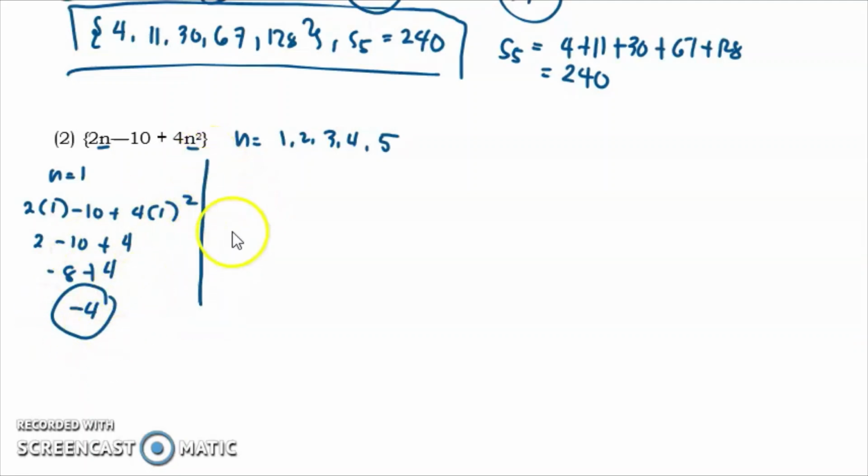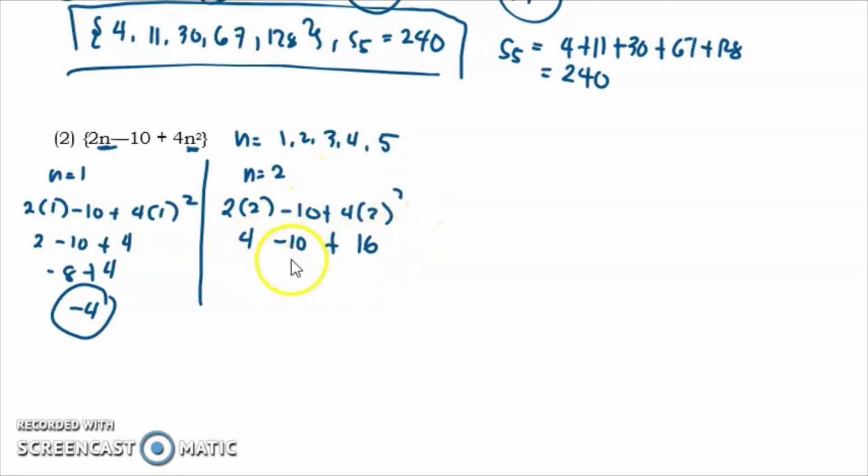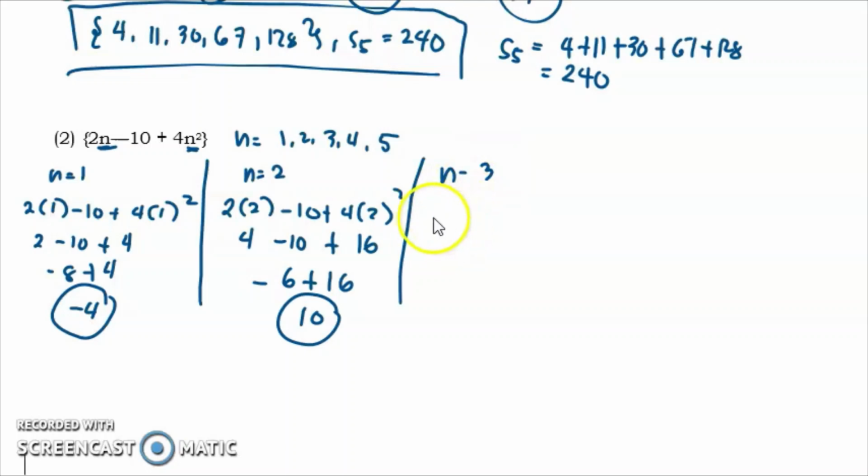Second term, n equals 2. 2 times 2 minus 10 plus 4 times 2 squared. So, yung mga n naman magiging 2. 2 times 2 is 4 minus 10 plus 2 squared. Laging inuuna yung exponent ha. 4 times 4, 16. What is 4 minus 10? That's negative 6, tama? Plus 16. Okay, positive 10. You're correct. Okay. So, we're done with the second term. Let's go with the third term.